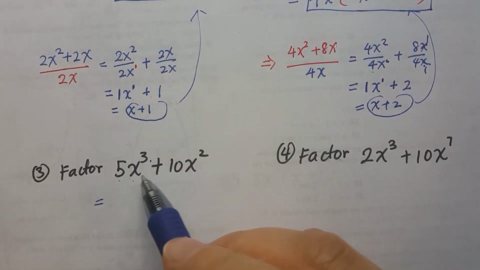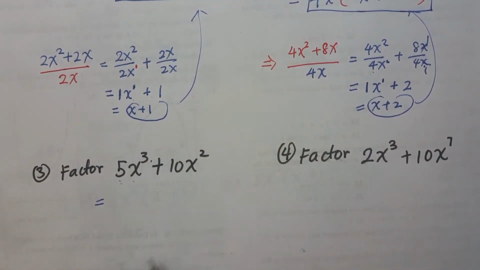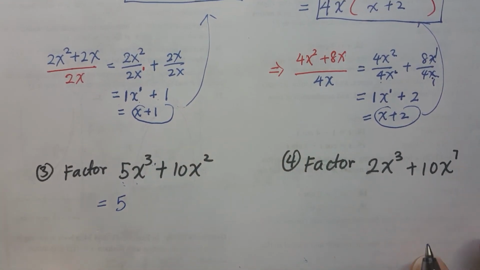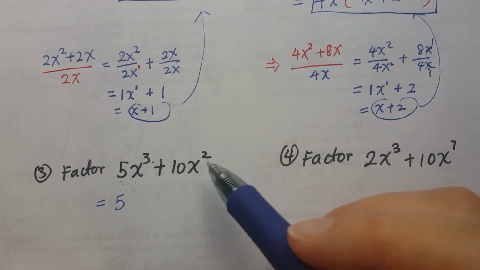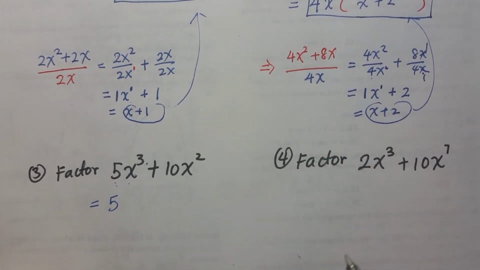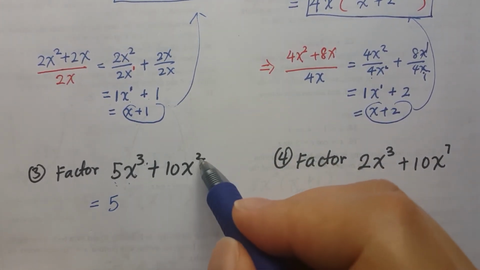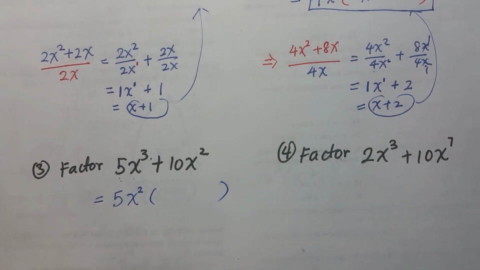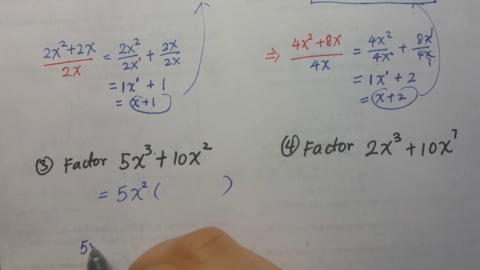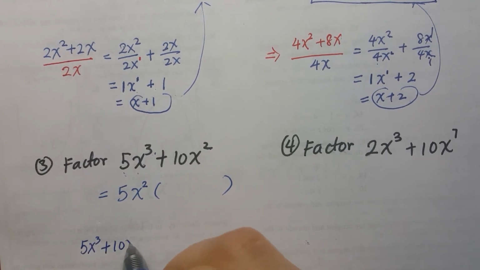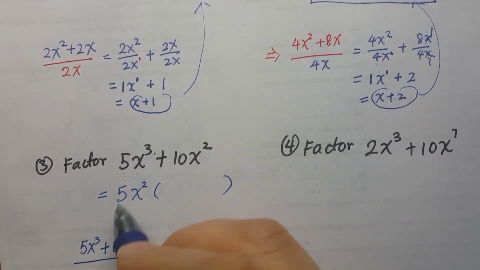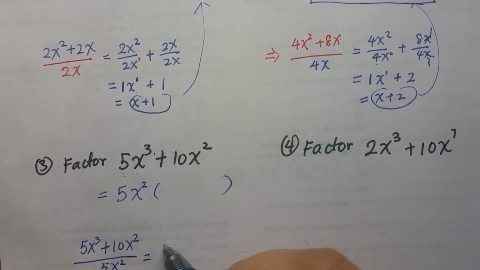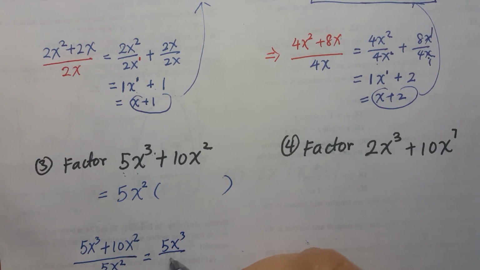5x cubed plus 10x squared. They have 5 in common. So therefore we put 5 outside. x cubed, x squared. The smallest is x squared, second power. So I'm going to put it outside and then put parentheses. And now I'm going to do 5x cubed plus 10x squared and divide by the 5x squared. So now we're going to each divide by the 5x squared.